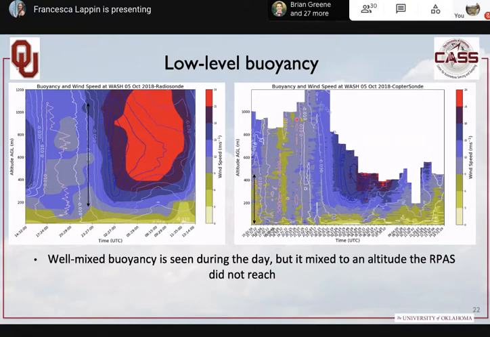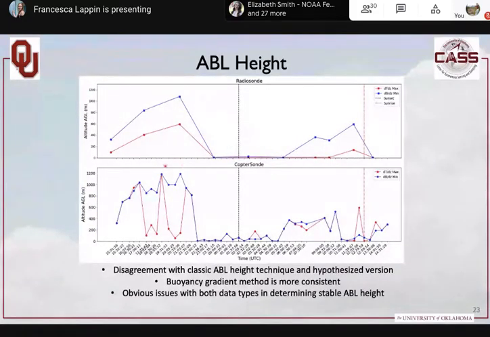But I wanted to see how a boundary layer height determined by the buoyancy would compare to a more classical variable like temperature. So the blue lines are the buoyancy minimum method, and the red lines are the temperature maximum gradient method. And in the Copter Sonde data, we can see that there's a little bit more consistent boundary layer heights with time compared to the temperature data from the Copter Sonde. And those values pretty well agree with the values determined from the radiosondes.